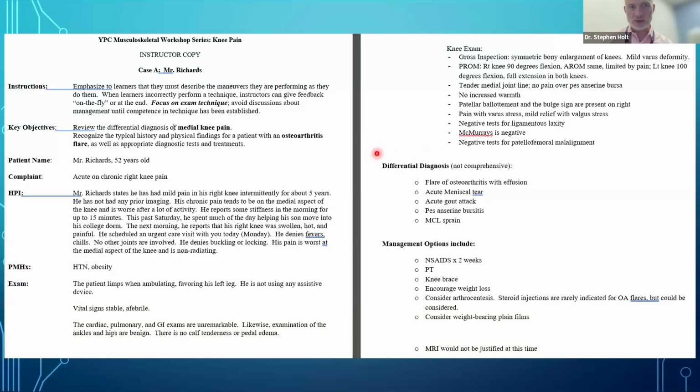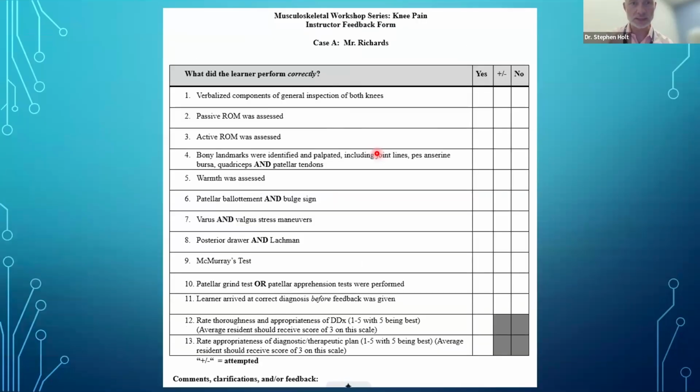So that's what a case looks like. And by the way, at the end of this workshop, I'm going to share a QR code that links you to all of these cases, and you're welcome to use them if you'd like. In addition, the instructor also had a single sheet for each resident where they could check off which particular maneuvers they performed correctly.